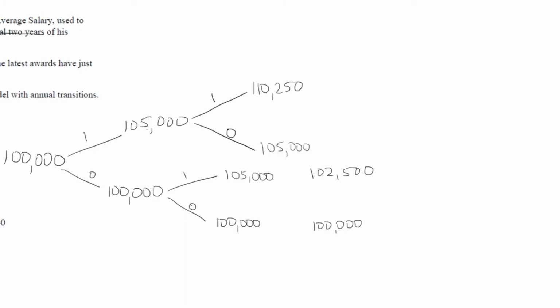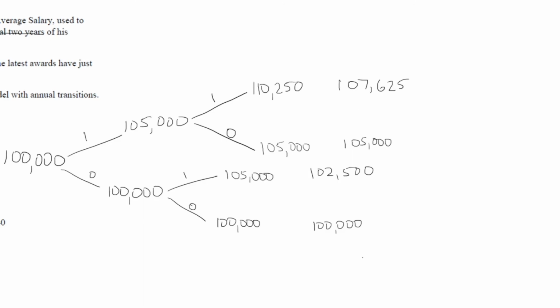And then we go from 105,000 to 105,000. That's obviously 105,000. And then we're going from 105,000 to 110,250. So that would be 107,625.